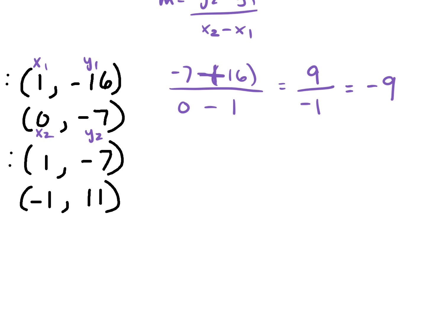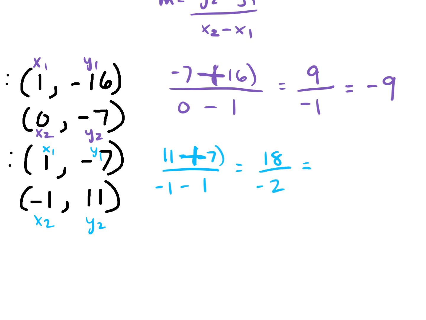Let's do the same thing for our second line. We have x1, y1, x2, y2. So 11 minus -7 over x2 minus x1, which would be -1 minus 1. So 11 minus -7 turns into a plus. So this would be 18 over -1 minus 1, which would be -2. What's 18 over -2? -9.